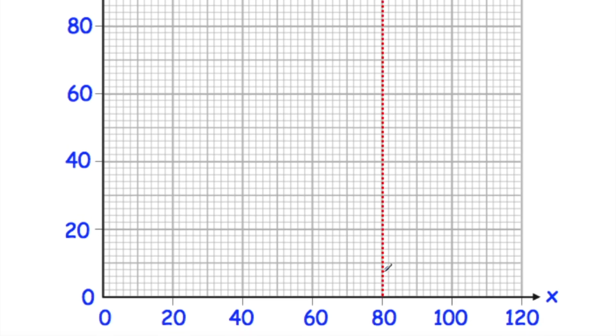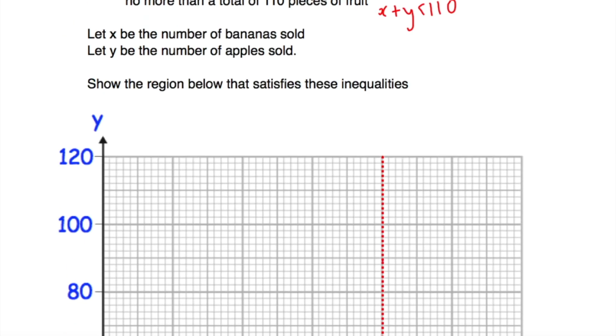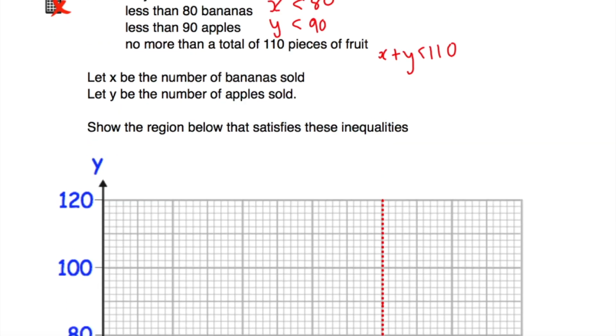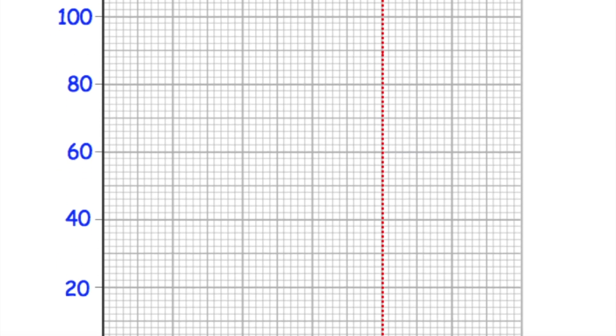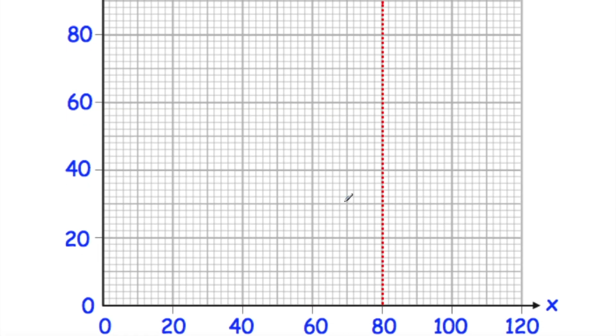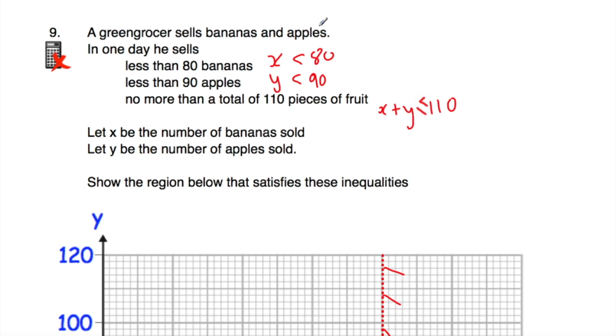Okay, so I've drawn the graph of X equals 80, but the inequality was that X is less than 80. So that means that we're going to accept everything to the left of that line. So everything to the left of that line, X will be less than 80, and we're going to reject to the right. So let's shade that in. Let's just do little dashes to show that we're rejecting to the right-hand side of that vertical line. Okay, so we've done our first inequality.